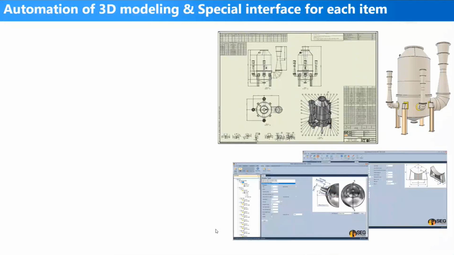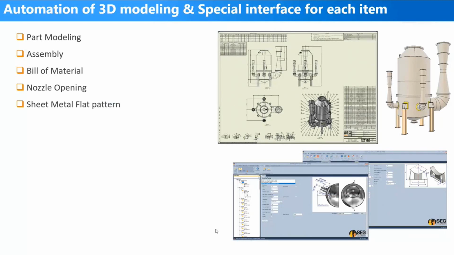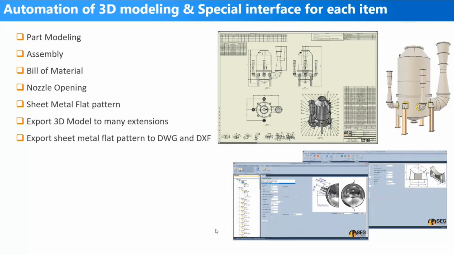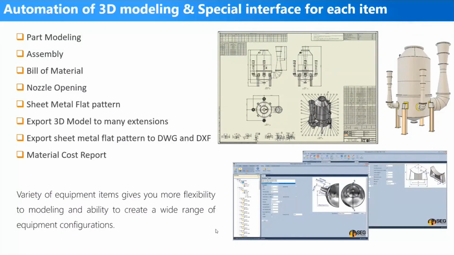By using SEG software, you can generate a 3D model and the detailed drawings. You can generate a complete and detailed bill of material. You can make the nozzle openings on the shell plates. You can get the sheet metal development for plates. You can export the 3D model in many different extensions. The same for the sheet metal development: you can export it in GXF extension or DWG extension. You can generate an estimated material cost report to estimate the price of the materials required for your equipment.